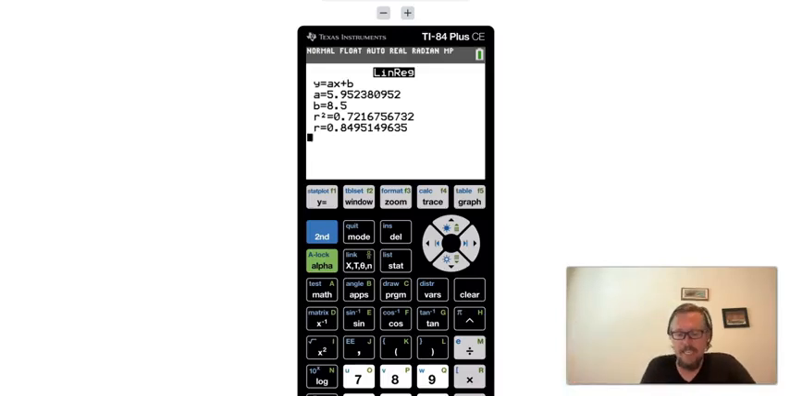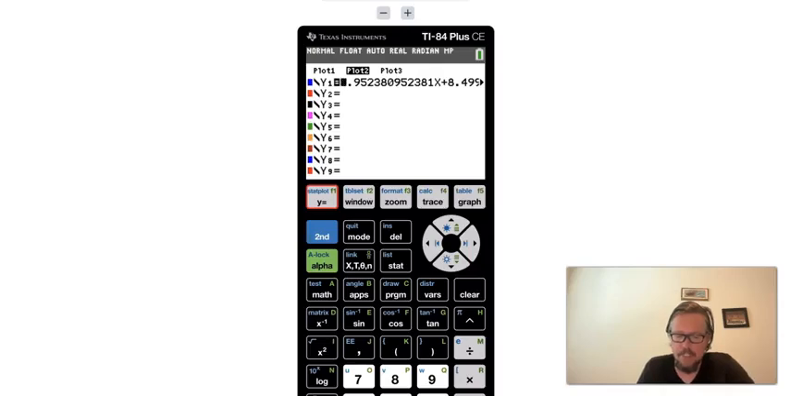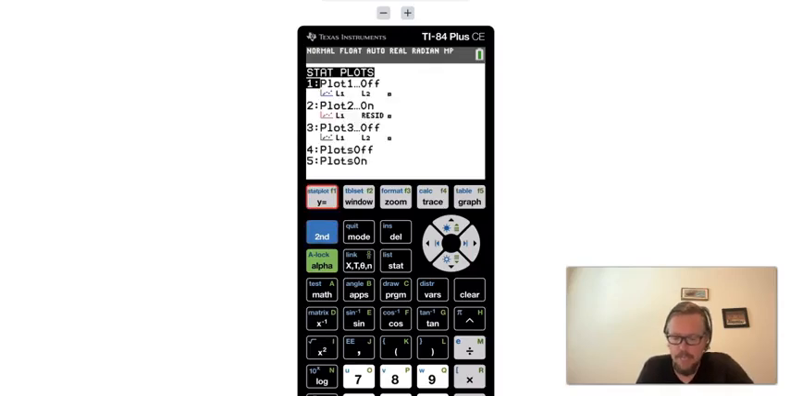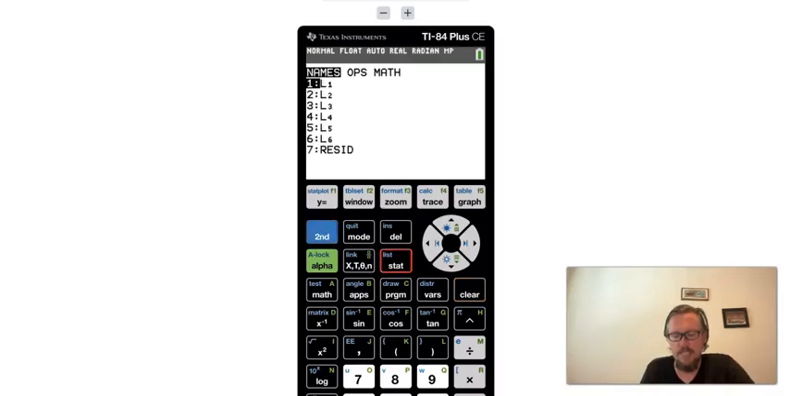If we press second stat, you can see right there we now have a list called resid. That's the residuals. And I want to graph that. So I'm going to do second y equals, and I'm going to go ahead and go to plot 1. And plot 1 was graphing L1 and L2. I am now going to make plot 1 graph L1 and the residuals. So let's clear this out. We'll do second stat, and we'll select option 7, which are our residuals.